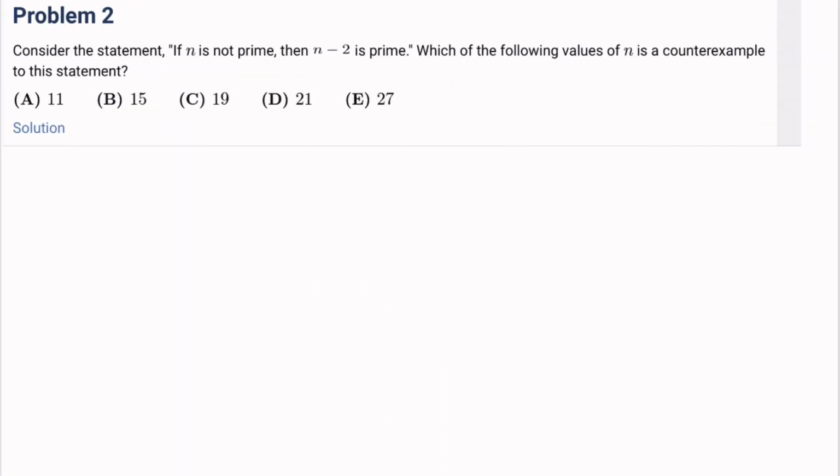Number 2: consider the statement, if n is not prime, then n minus 2 is prime. Which of the following values of n is a counterexample to this statement? Okay, so for a counterexample, what we want is n is not prime, but n minus 2 is also not prime, right? So both n and n minus 2 are not prime. And so A and C go out because they are prime, and then we have to check n minus 2. So this is 13, this is 19, and this is 25. And so n minus 2 is not prime. The only value is 25, and so the answer is E.